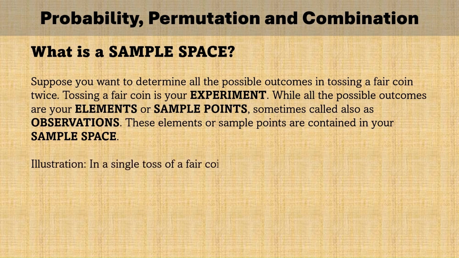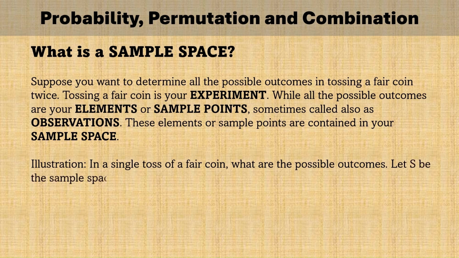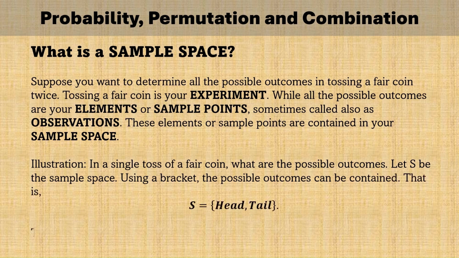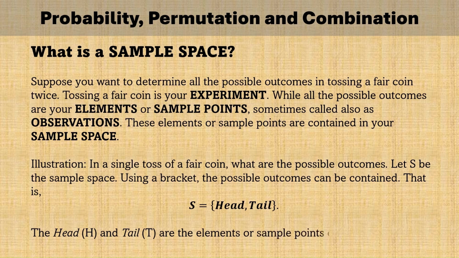Illustration: in a single toss of a fair coin, what are the possible outcomes? Let S be the sample space. Using a bracket, the possible outcomes can be contained. That is, S equals {head, tail}. The head, H, and tail, T, are the elements or sample points of the sample space S.